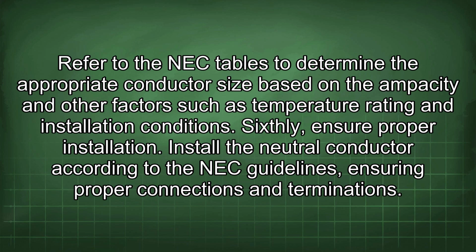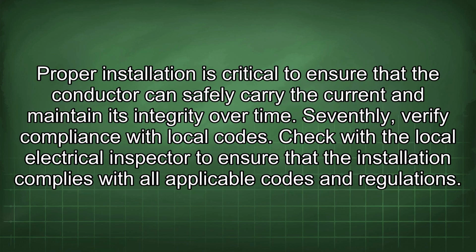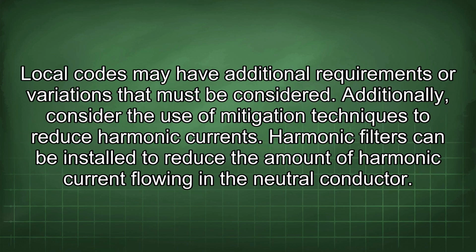Sixthly, ensure proper installation. Install the neutral conductor according to the NEC guidelines, ensuring proper connections and terminations. Proper installation is critical to ensure that the conductor can safely carry the current and maintain its integrity over time. Seventhly, verify compliance with local codes. Check with the local electrical inspector to ensure that the installation complies with all applicable codes and regulations. Local codes may have additional requirements or variations that must be considered.